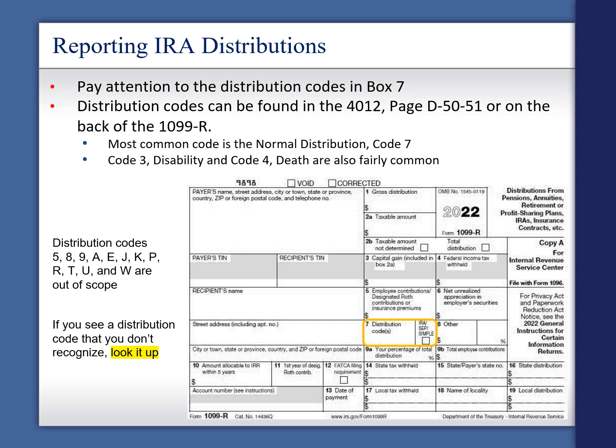Distribution Code 1 is for an early distribution. Unless there is an exception, a penalty will be assessed. TaxSlayer will automatically compute the penalty and complete the form.